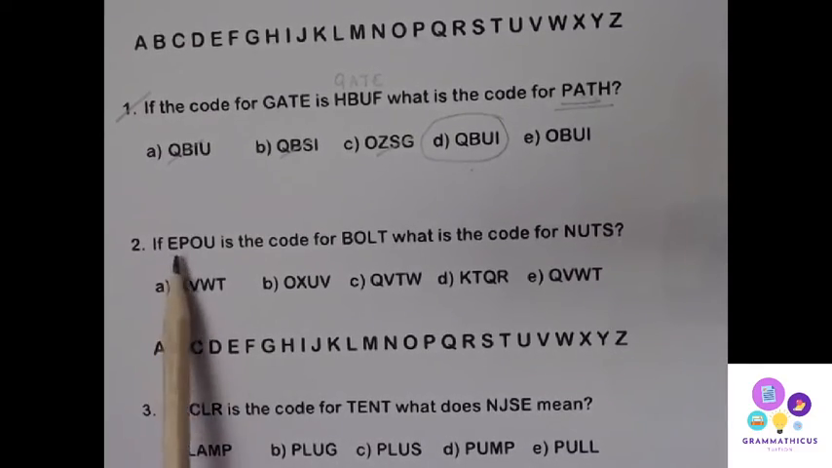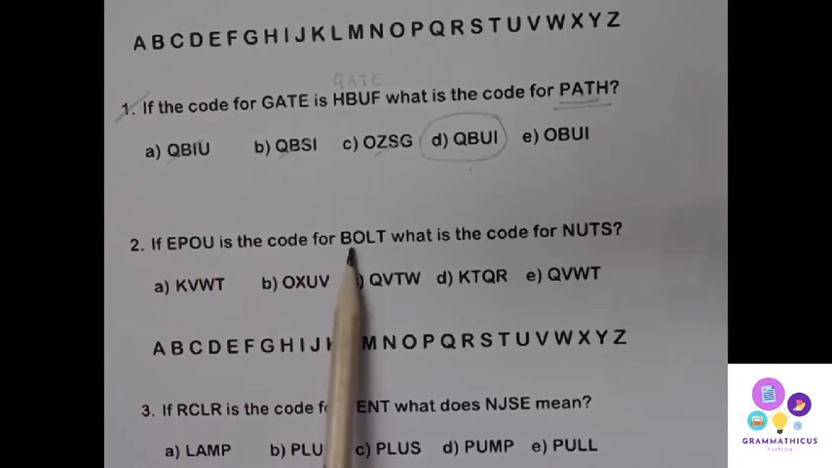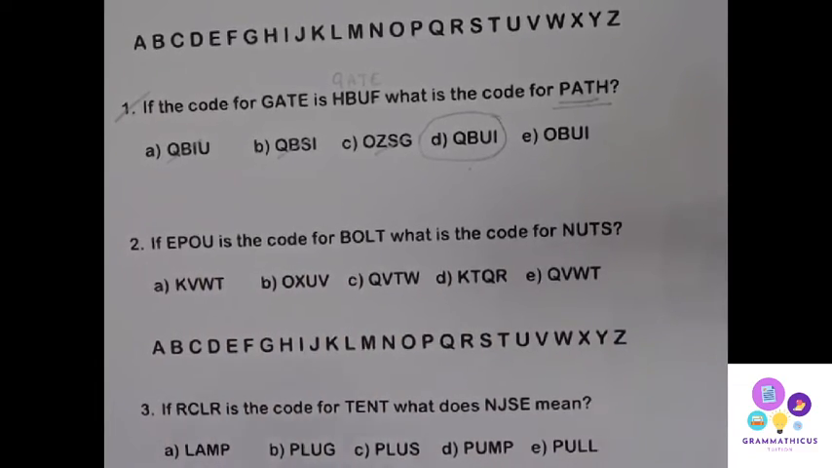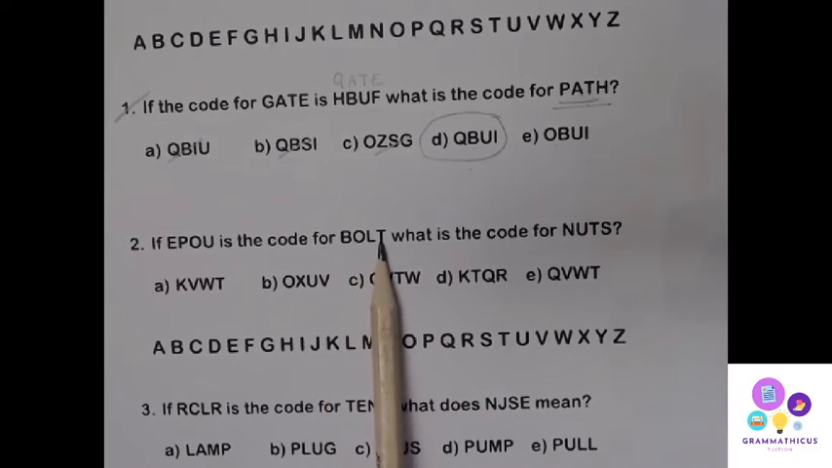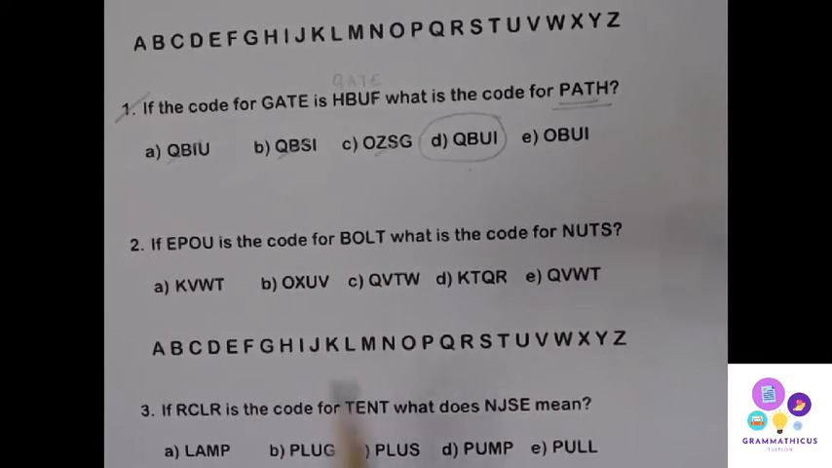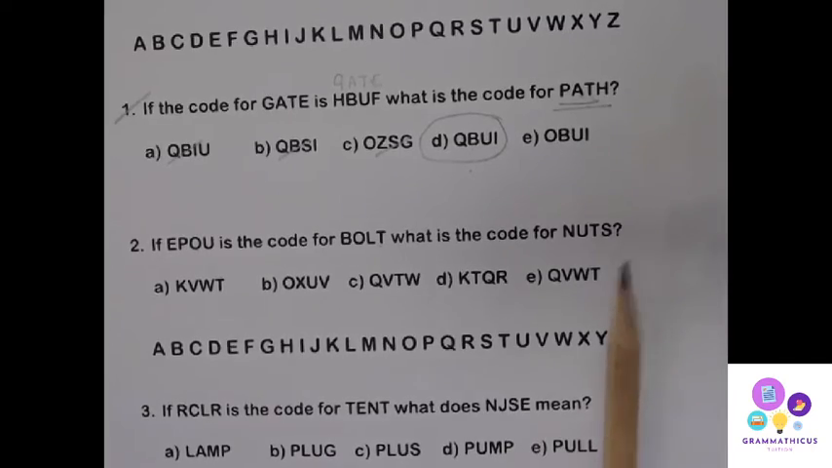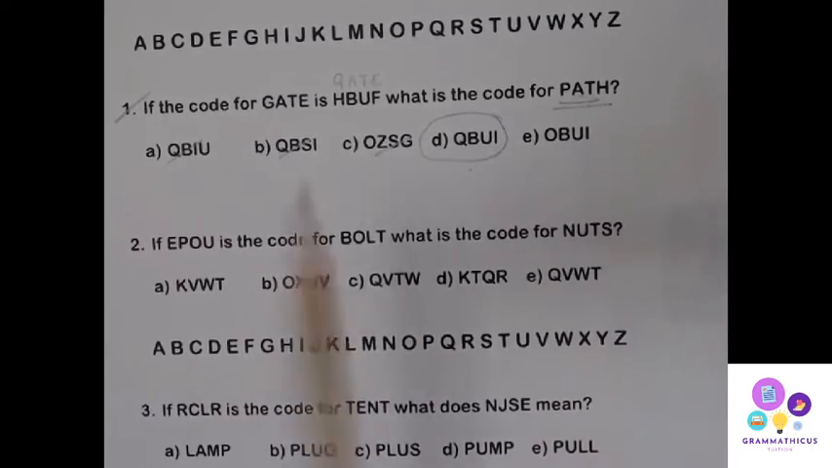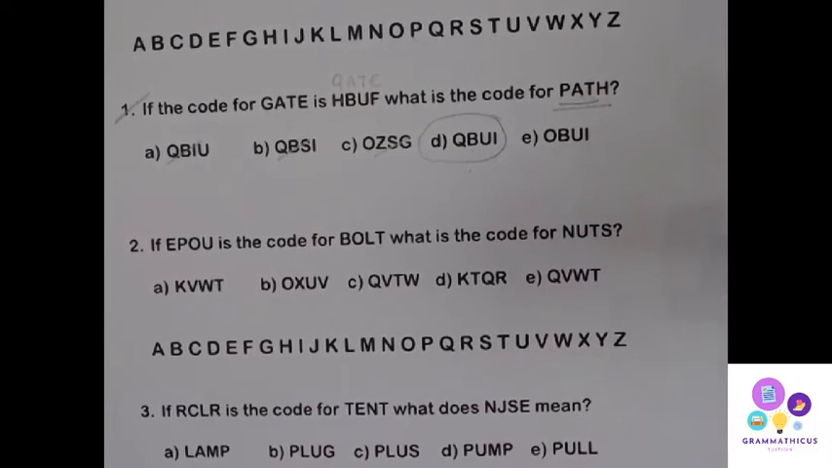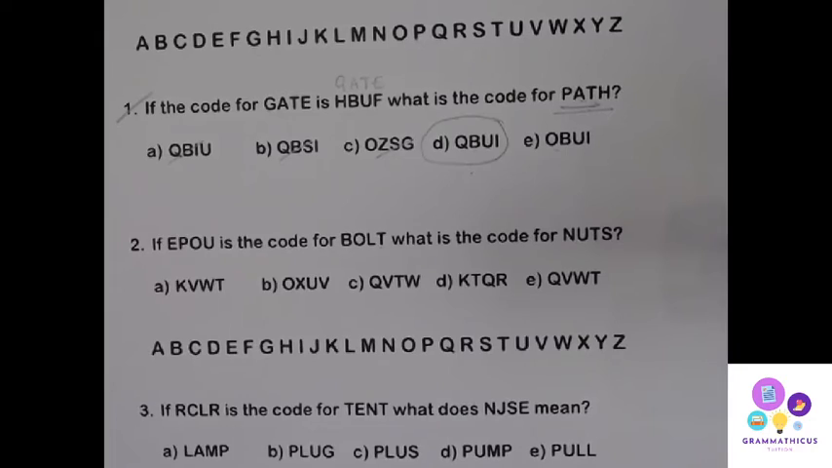We've got, if EPOU is the code for bolt, what is the code for nuts? Well, you've probably noticed that you've got a T in bolt and you've got a T in nuts. But this time the T isn't in the same place. And unless the letters are in the same place, we can't use that first method that we used on the first question here. We've got to go to the second part of the method that we used.